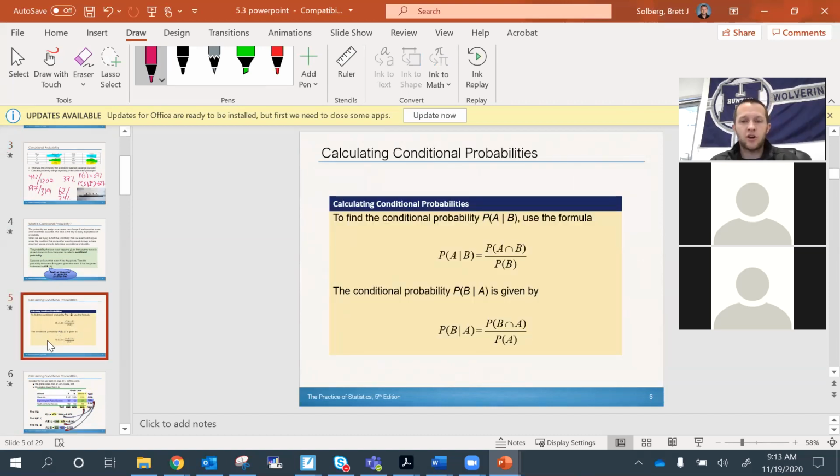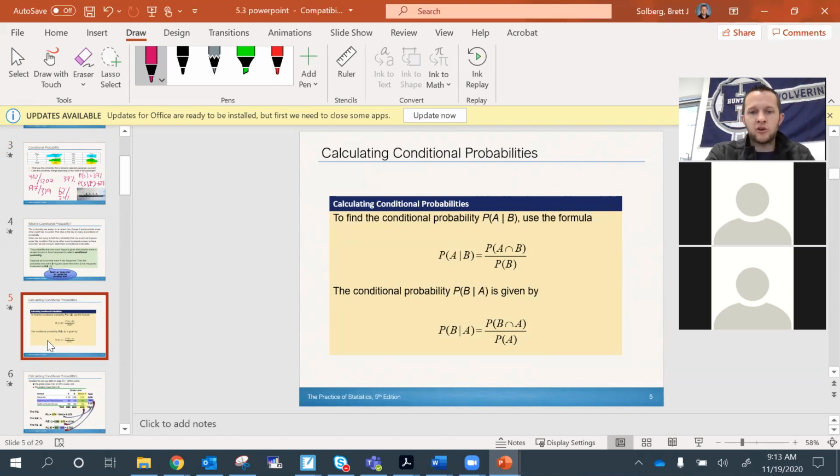Now, these are your two formulas. And I'm going to show you how to use these, but then how also to do it without using the formulas. By the way, you do get a formula sheet on the AP Stats test. I'm going to post that on Canvas here soon. And this formula is given on that. So you don't have to memorize it, but you do need to know what it means.